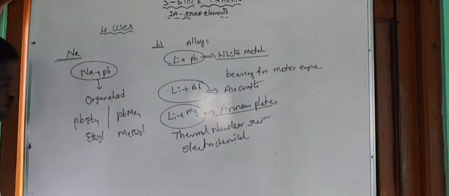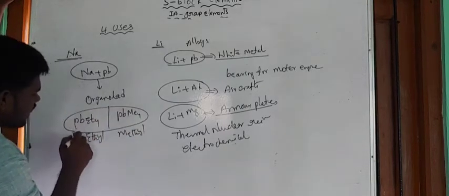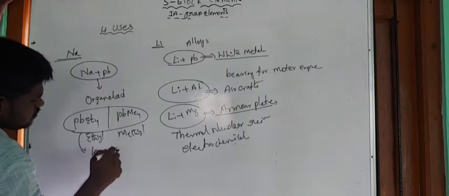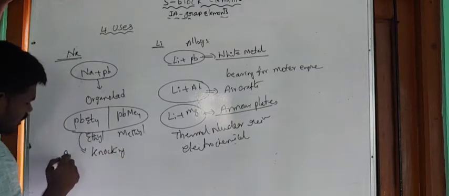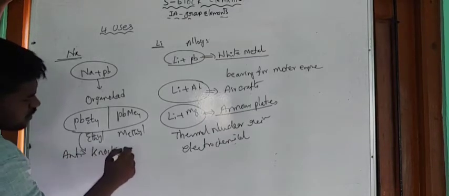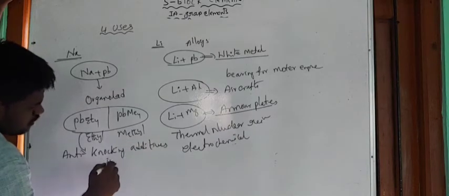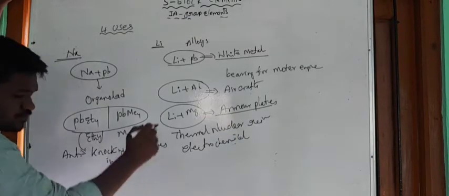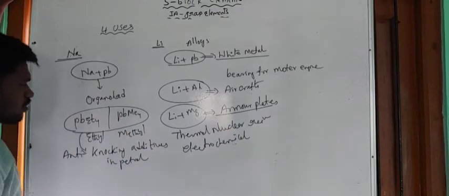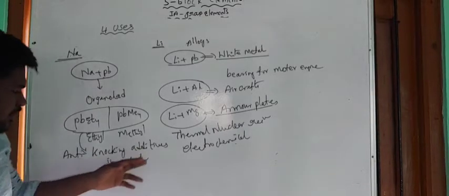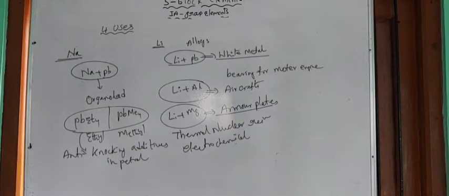Tetramethyl lead. So these two are used as anti-knocking additives in petrol. Any one of these is used as an anti-knocking additive in the petrol. So by using them, the efficiency of the engine increases. So this is about sodium, guys.